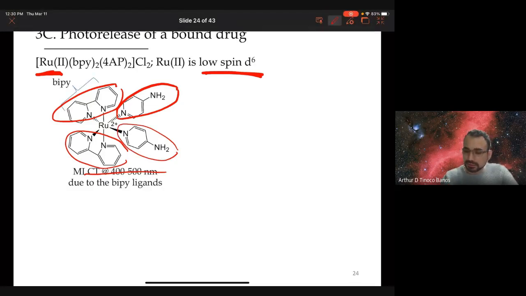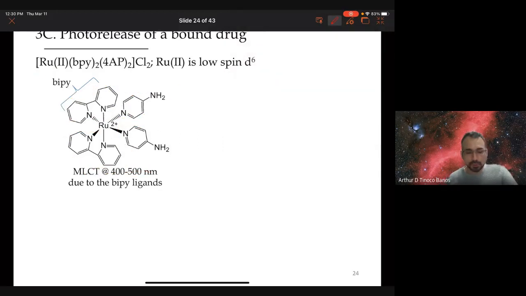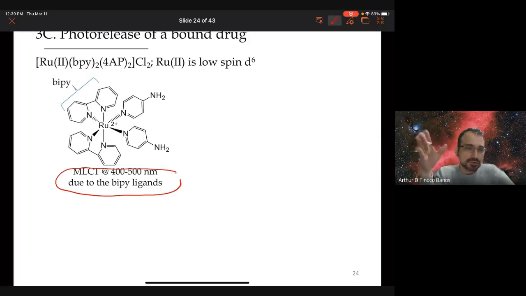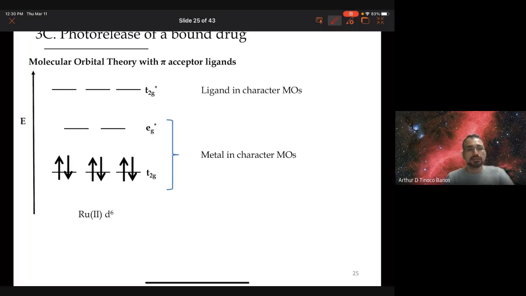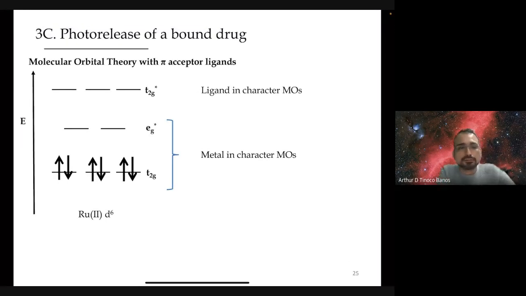Actually, let me clean that up so you guys can see what I have written there. Well, what's important here is that there is a metal to ligand charge transfer between 400 and 500 nanometers. And that is a charge transfer between the metal and the bipy rings, the bipy ligands. All right, so I'm going to take a little deviation just to provide a little clarity. Again, this may not be entirely understandable for those who have not taken inorganic, but I will try to bring the clarity that you need.